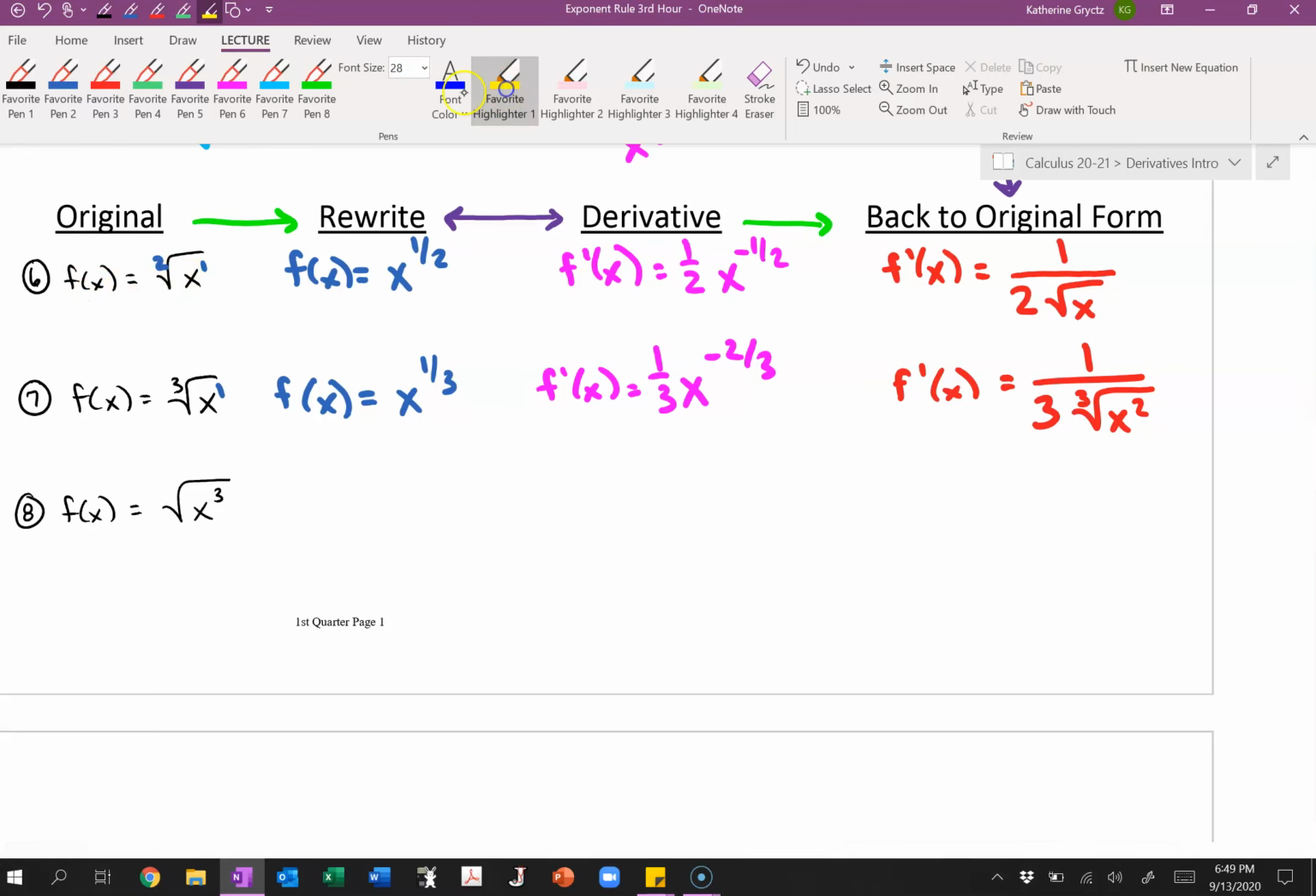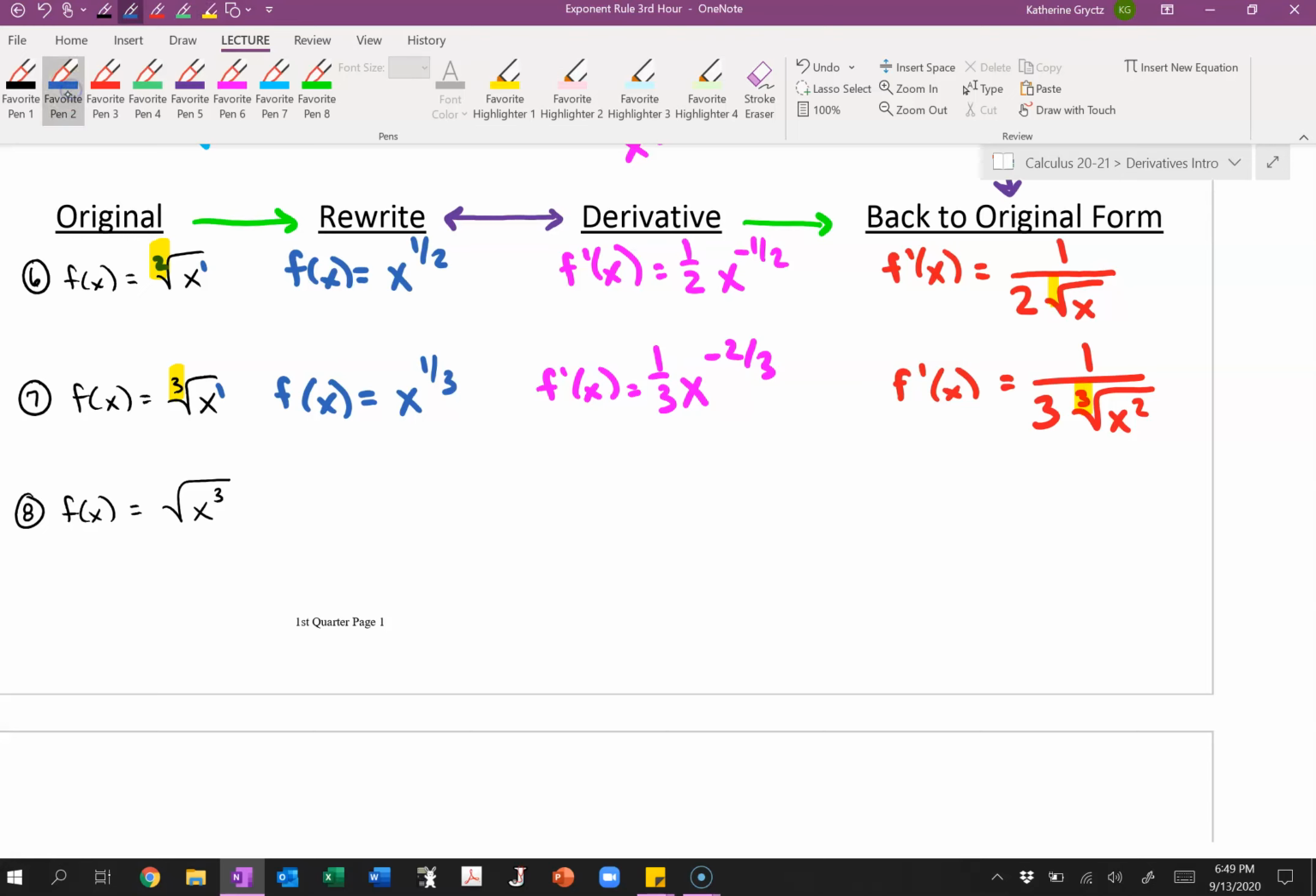If the original problem started with a square root, you're going to end with a square root. If it started with a cube root, you're going to end with a cube root. If it started with a fifth root, you're going to end with a fifth root. Because that is the denominator of your fraction, and that's not ever going to change. So that's a little check on yourself to make sure you put it back in the original form. At least got that denominator right.